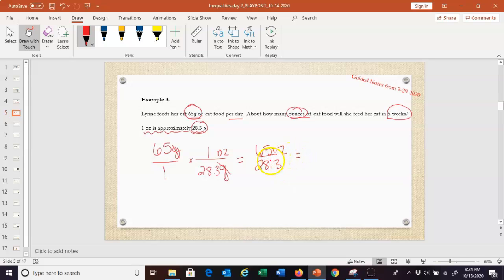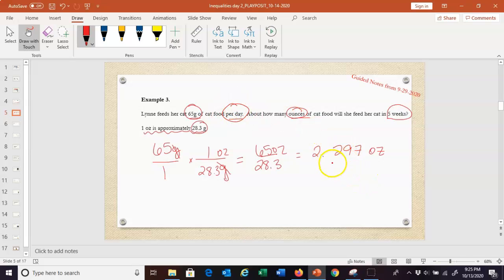Let's see what that is. I'm going to use my calculator. I have the Desmos on my phone. You guys all know you can download the Desmos app on your phone too. So we got 2.297, we'll go ahead and round that, ounces. But remember, that's just for one day. We want to know for 5 weeks.